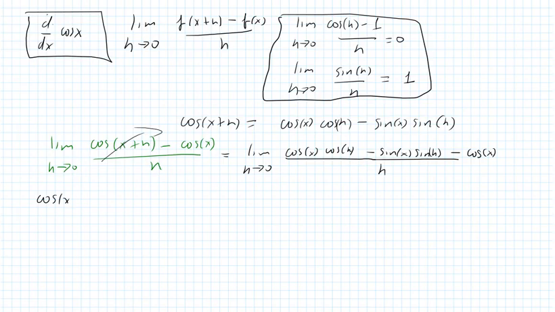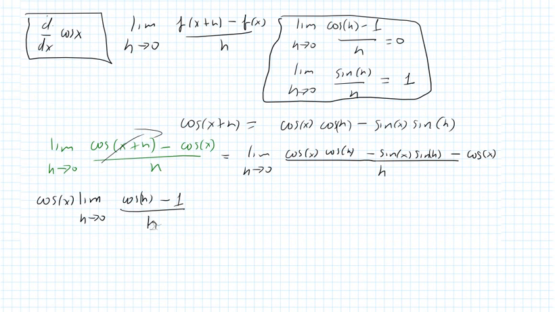So we're going to do cos x times the limit as h approaches 0. We're going to combine the first term with the last term from the numerator, and we're going to factor cos x. So now we have cos h minus 1 all over h. And then we're going to do minus, arranged as follows: sine x times the limit as h approaches 0 of sine h over h.